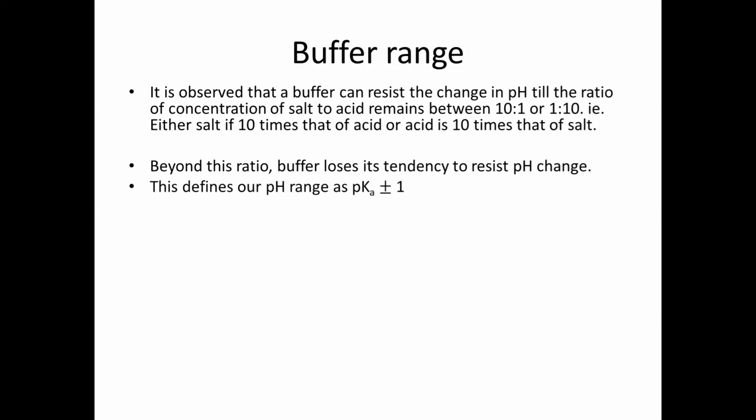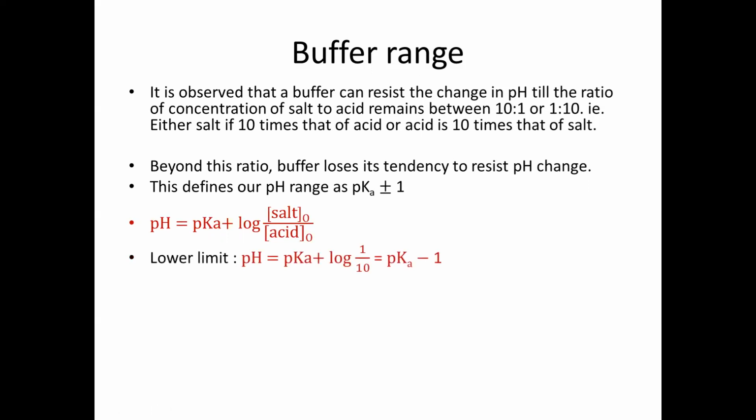And this defines our pH range as pKa plus 1 or minus 1. How have we derived this limit? According to the Henderson-Hasselbalch equation, pH is equal to pKa plus log of salt upon acid. So the lower limit can be found if we put the value of salt equal to 1 and acid equal to 10. This will give us log 1 upon 10, which is minus 1. So the limit is pKa minus 1.